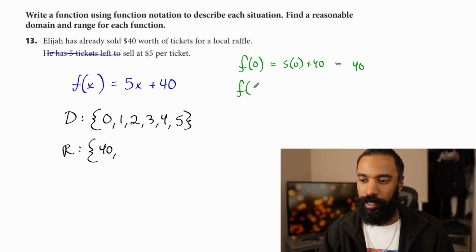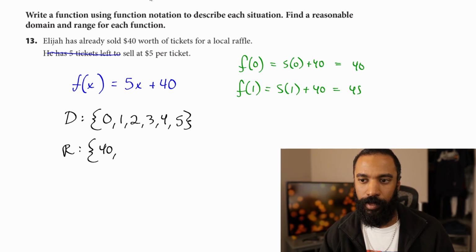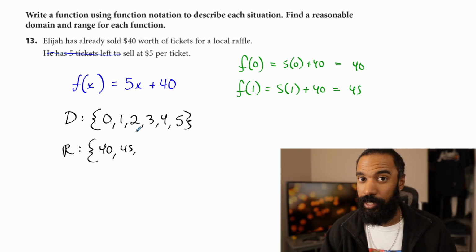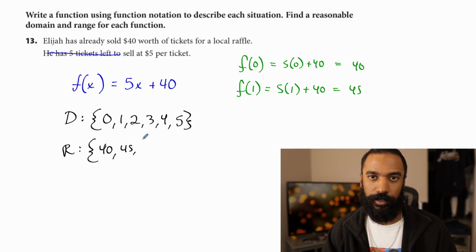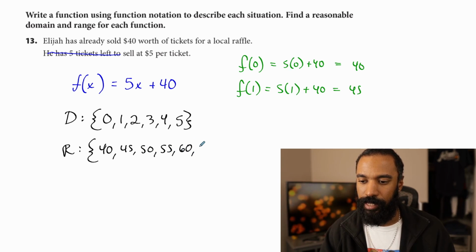After that, he could also sell a single ticket, and at $5 for that ticket, he will now have $45 earned over that time. So the next value is 45. You can tell what's happening here. For every ticket he sells, he gets another $5. So 50 after 2 tickets, 55 after 3 tickets, 60, and then 65. And those are the elements in the range.